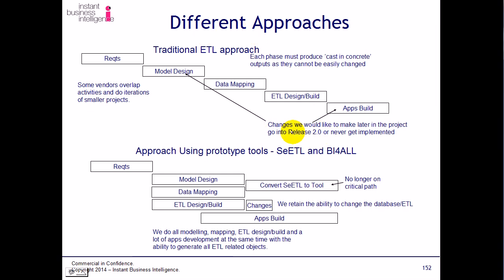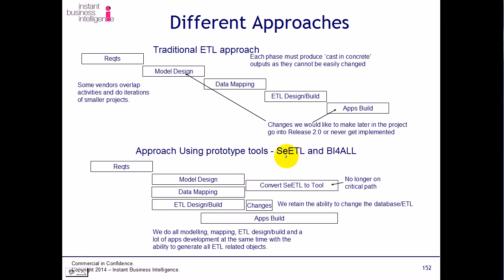Now, we take a completely different approach. In the past, the way in which you do your data model development is requirements, model design, write your mappings, ETL design and build your applications. This is the first time you really get to see your data, and if you would like some changes, it has to go back here, so that goes into release 2.0 if you ever get it. And this is all on critical path and takes time.